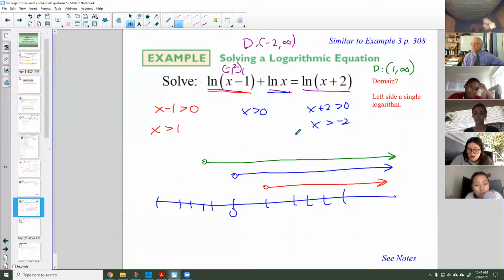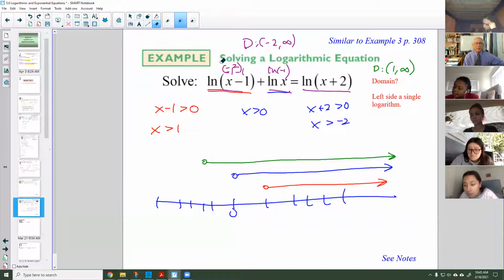Okay. Same thing over here. If I said my domain was -2 to infinity, -1 is between -2 and infinity, right? Mm-hmm. Then this would be ln of -1. That doesn't exist. Okay, got it. Thank you. It has to fit all 3 of them. Yeah, thank you. That's a good question. That's what confuses everybody on these questions.